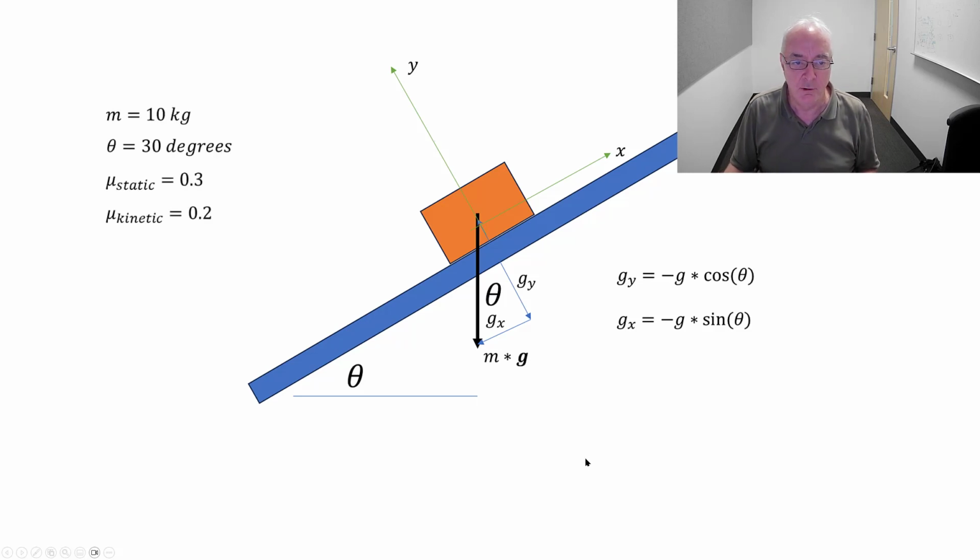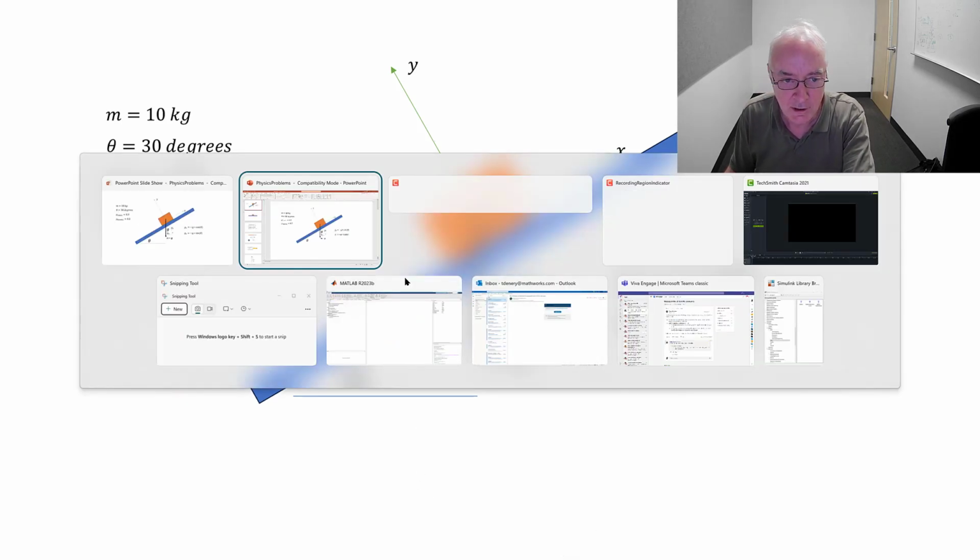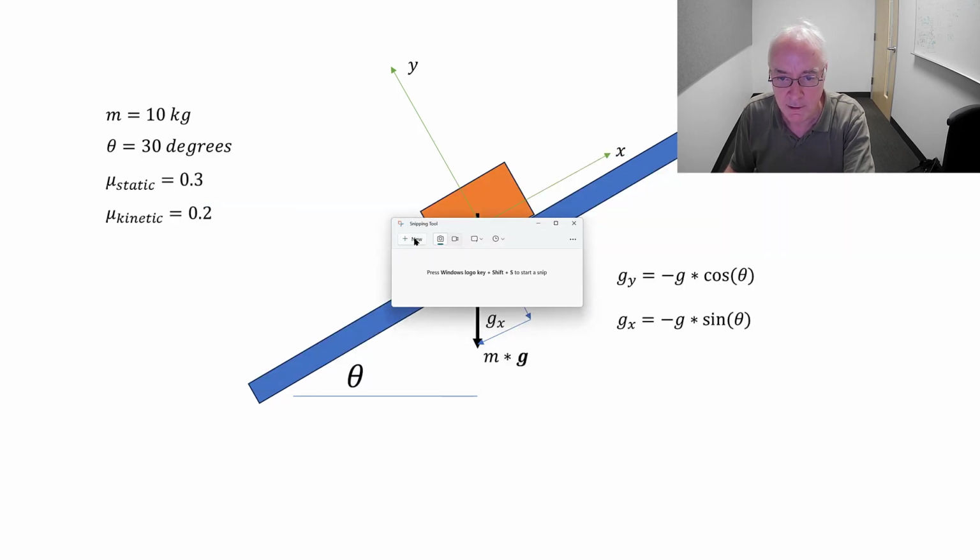Other parameters that will be important are the mass of the block, the angle, which in this case is 30, and the static and kinetic friction coefficients. I like this picture so much, I'm going to take a picture of the picture. Let's just copy this.